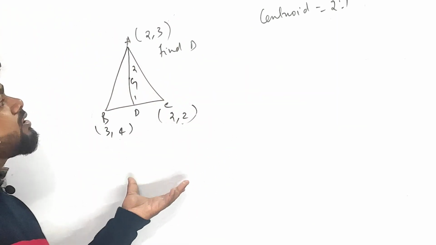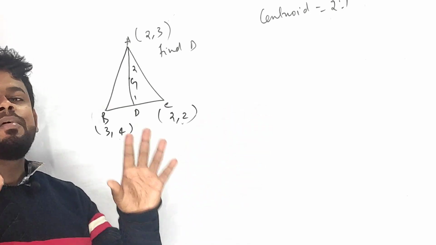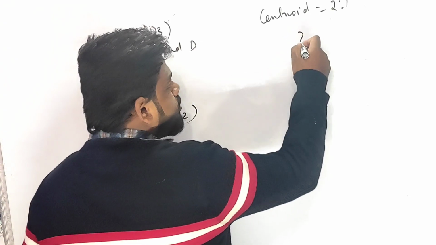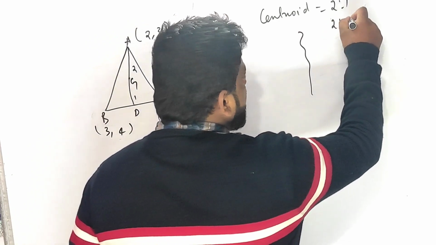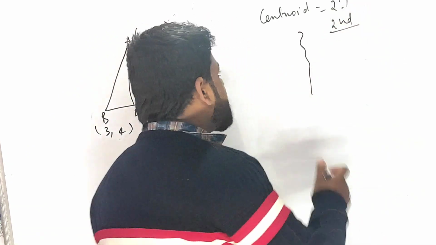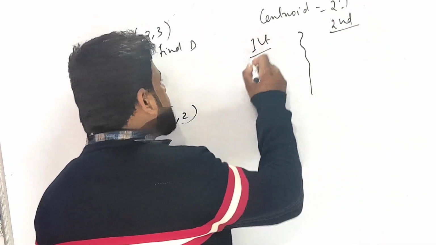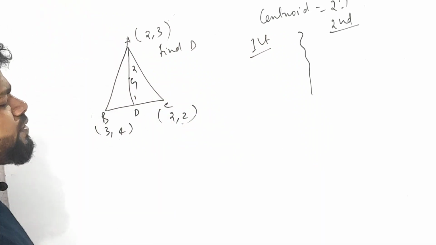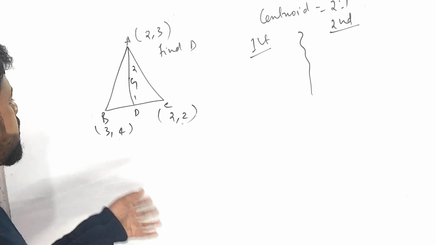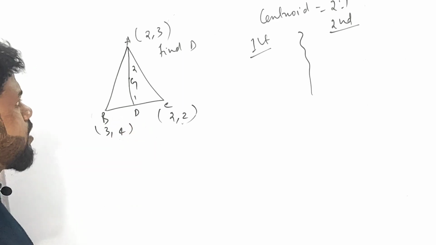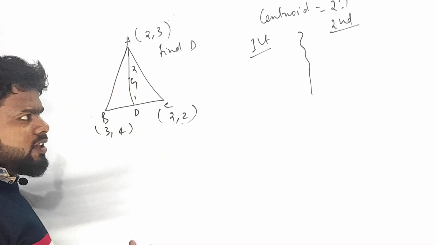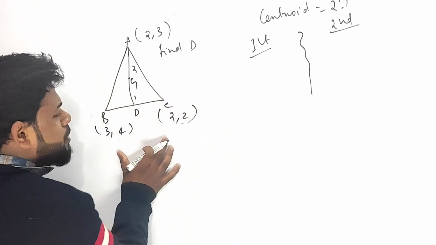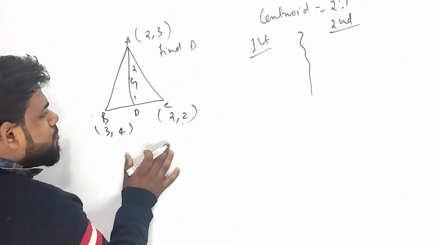Now to take out the centroid of a triangle, I have two formulas. The second formula is going to be very easy. You will do the second formula, but I will explain the first one first. What is there in the first formula? Let us understand. 2 3, 3 4, 2 2 is given. So can I take out the D point? Yes, I can take out the D point. How? Because of the midpoint formula.